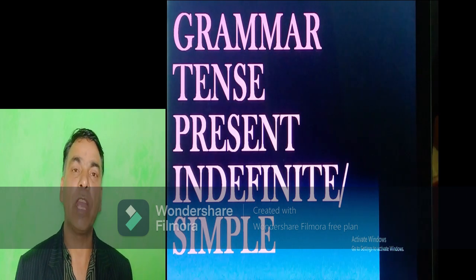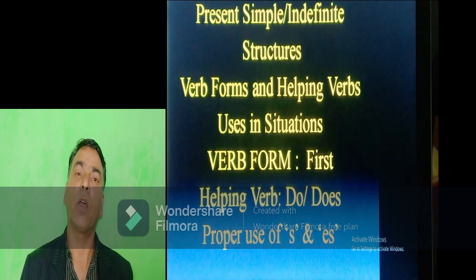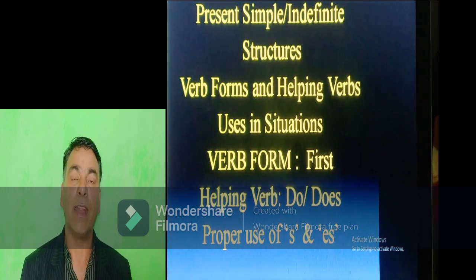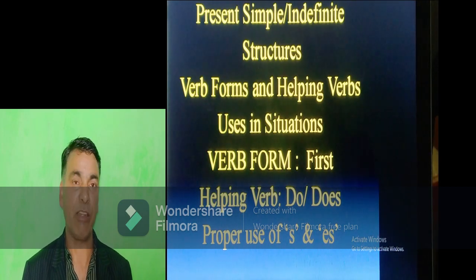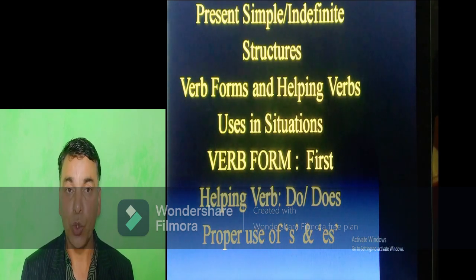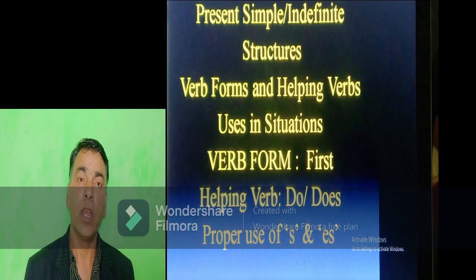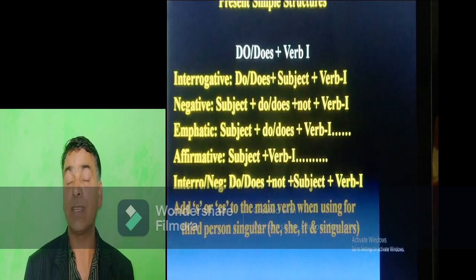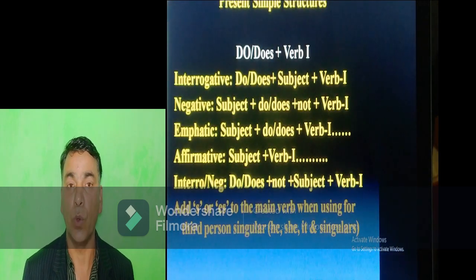Friends, today we are doing a new topic, and the name of the topic is present simple, that is sometimes referred to as present indefinite. How to use it? What is its structure? It's very simple, it's very plain. See, it's the basic thing that we are going to do.